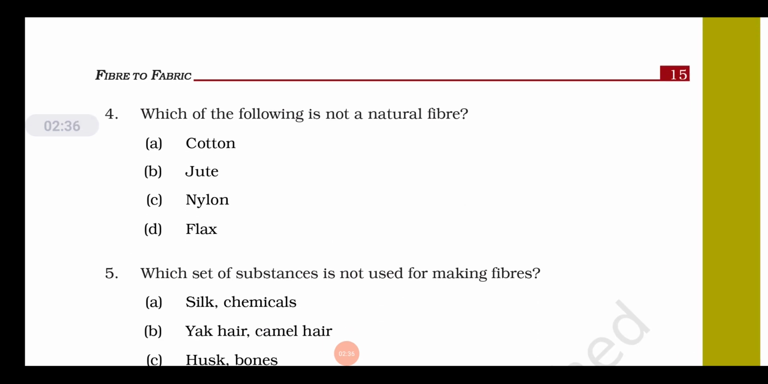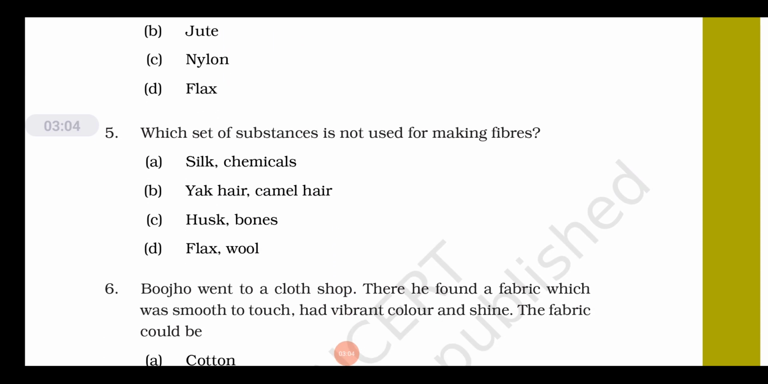Which of the following is not a natural fiber? So let us see. Cotton is a natural fiber. Jute, it's a natural fiber. Flax is also natural fiber, but nylon is not a natural fiber. As I told you earlier also, it is manufactured using chemicals at factories, okay? Whereas cotton, jute and flax is obtained from plants.